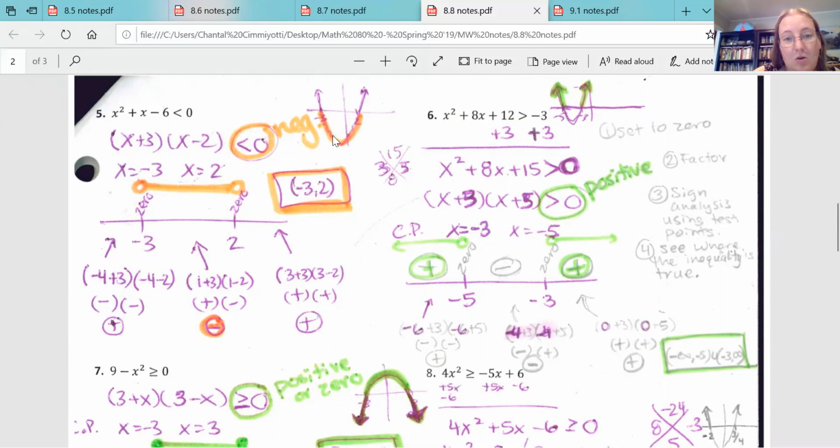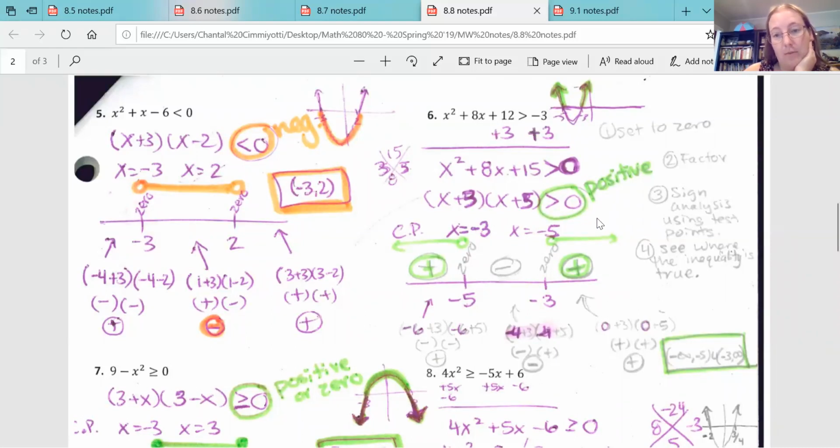It's less than 0, meaning it's below the x-axis. The y's are negative. See, all the y values are negative in this region. A couple more. I'm not going to go through them all in their entirety, but again, set it equal to 0 so that you can do your factoring and find your zeros.